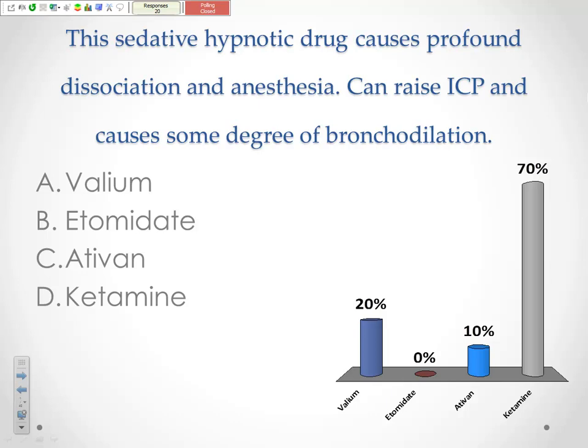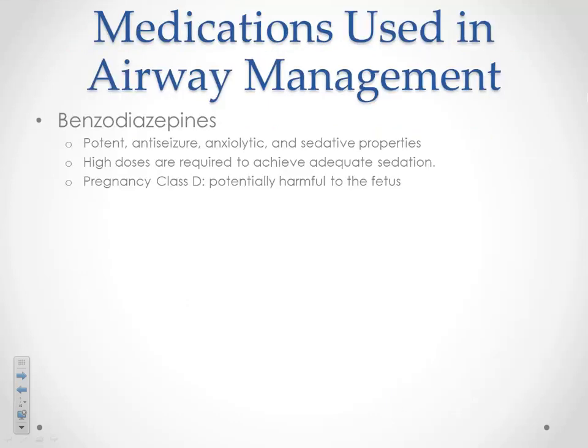So when do you think you would give this to a pregnant woman? Would you give it to her for sedation for RSI? No. You'd probably give it to her if she's seizing though, right? Because the benefit would outweigh the risk. Because if you're seizing, are you breathing? Not breathing very adequately, are you? So your oxygen's not going to that placenta and your baby's not getting oxygen. So this person would need Valium or Ativan to help stop that seizure.